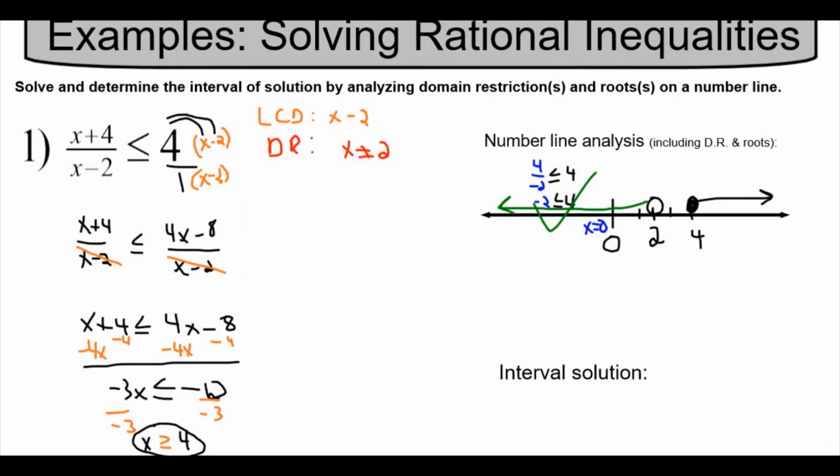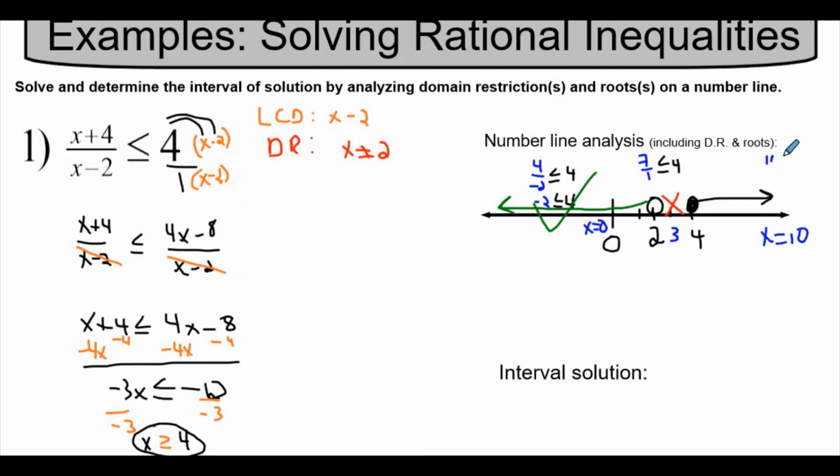I also need to check 3. So if I put 3 in there, I would have 3 plus 4 over 3 minus 2, which would be 7 over 1. And is that, in fact, less than or equal to 4? That would be false. And for good measure, it's always a good idea to check something larger just to make sure you didn't make a mistake with the inequalities. I'm going to use 10. You could use 5. It doesn't really matter.